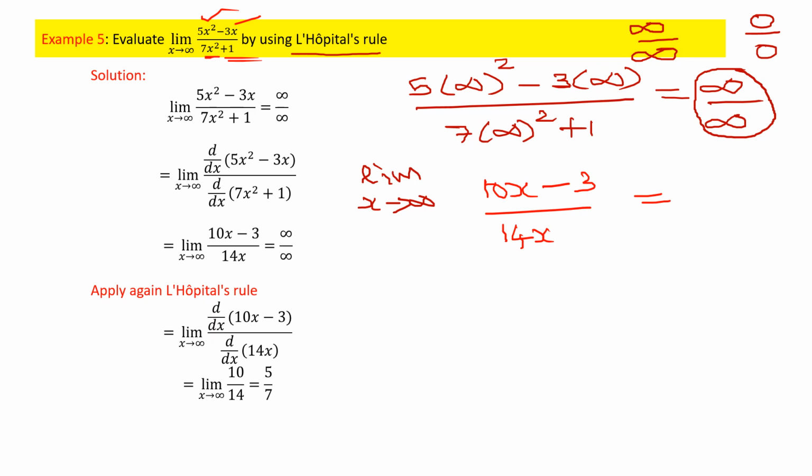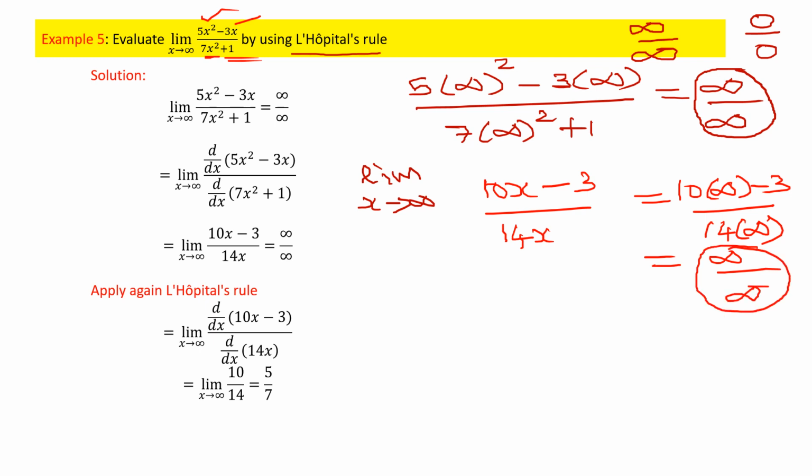Once again, if I change the limit value to infinity, we have 10 times infinity minus 3 divided by 14 times infinity. So 10 times infinity is infinity, infinity minus 3 is infinity, divided by 14 times infinity, also infinity. So that means again I have an indeterminate form, infinity over infinity. So what I do, we have to differentiate the previous function one more time with respect to x.